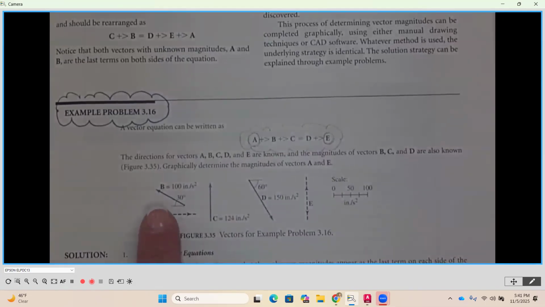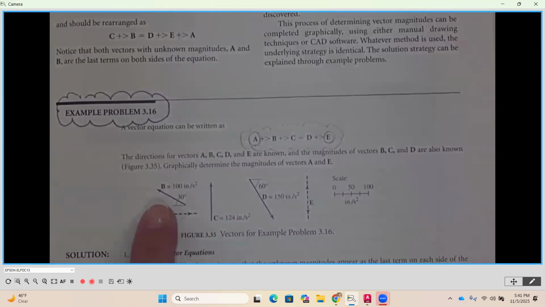It's saying, okay, we've got an equation here. We don't really have any fully unknown vectors on either side, but there are two vectors here, A and E, that look a little different than what we're used to. You'll notice here B, a normal vector, has a solid line. It's 100 inches per second squared, and it's going to be moving up and to the right at that 30-degree angle from horizontal.